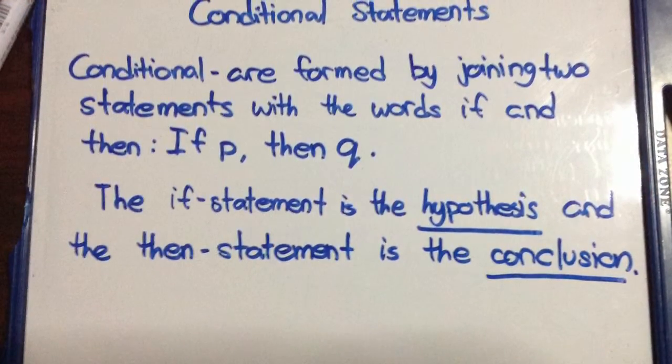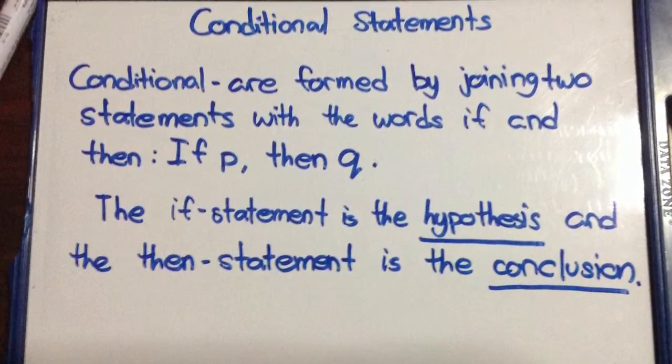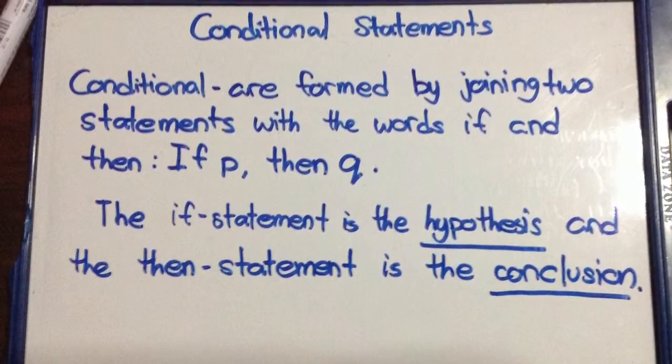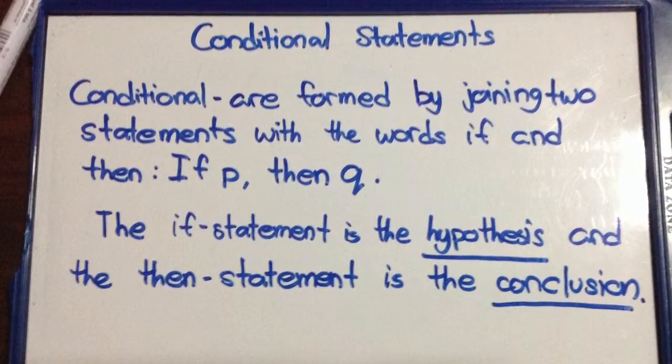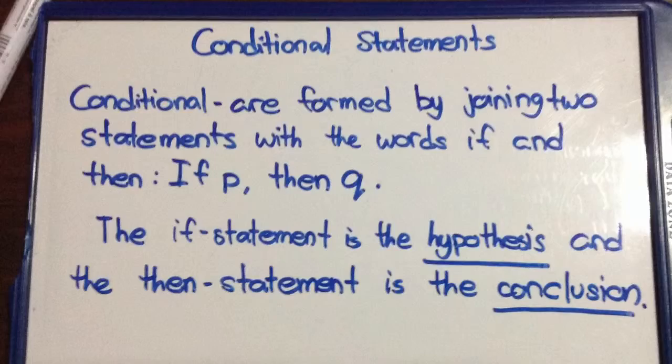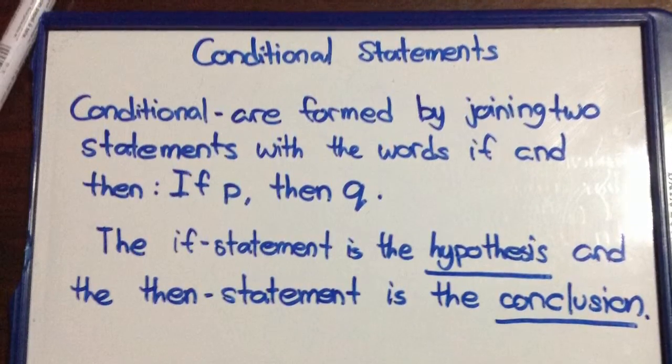Conditional statements are formed by joining two statements with the words if and then. In constructing examples, we're going to use P for the if and Q for the then. The if statement is the hypothesis, and the then statement is the conclusion of the conditional statement.